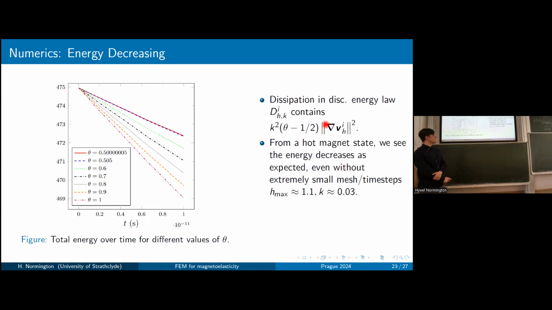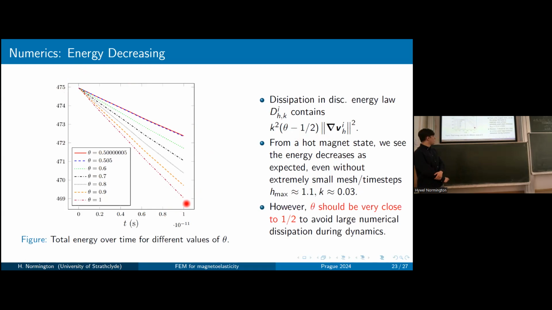The problem is that theta needs to be very, very close to 1/2. If I have theta being 1, this energy reaches down to 469, when for theta equals 1/2, well, close to 1/2, it's about 473. You do not want to be just dumping energy from your system for no reason, because it's not physical. And so if you're doing this implicit approach, theta should be 1/2 plus some epsilon.